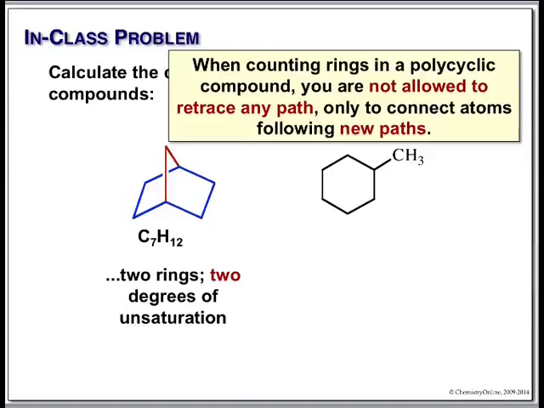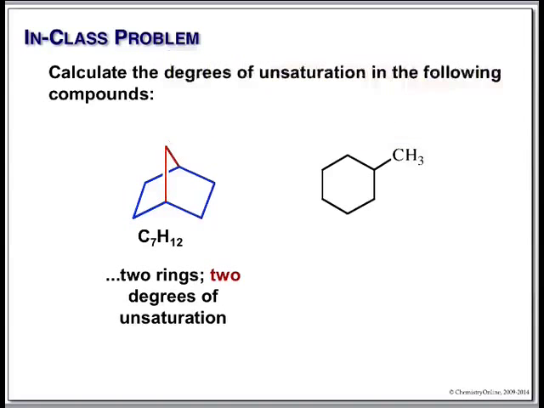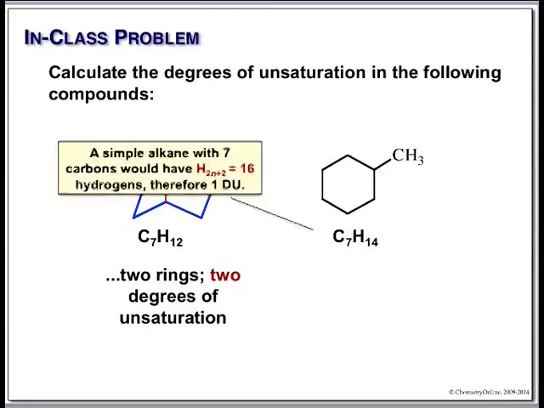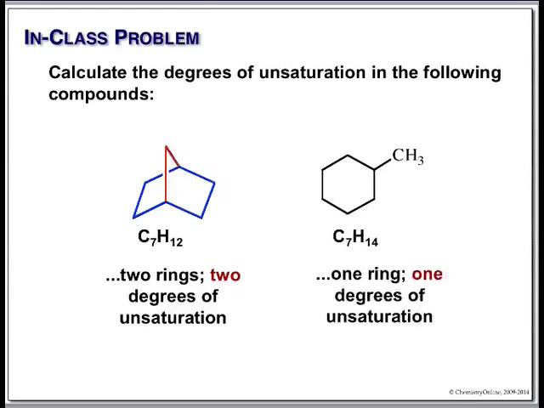This one, methyl cyclohexane, this is trivial, isn't it? We have 7 carbons. We have 14 hydrogens. We should have 16. Therefore, this is 1 degree of unsaturation. You would look at this and say, 1 ring, 1 DU.